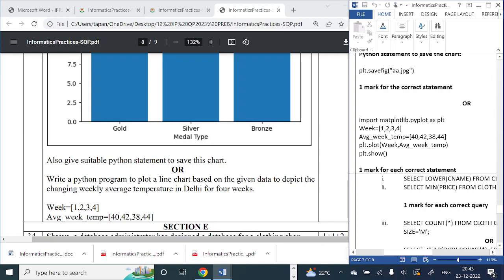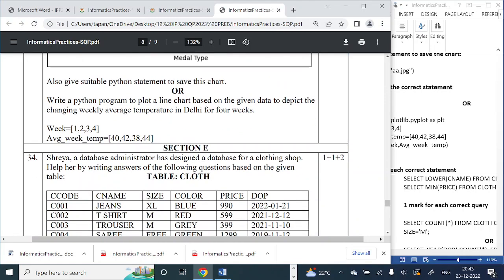Import matplotlib.pyplot as plt. Week has the values. Average week temperature is given. Then plt.plot. In brackets you write first the x-axis one, that is week, and second the y-axis. The last line will be plt.show. So it is of 5 marks. I think it is very easy.